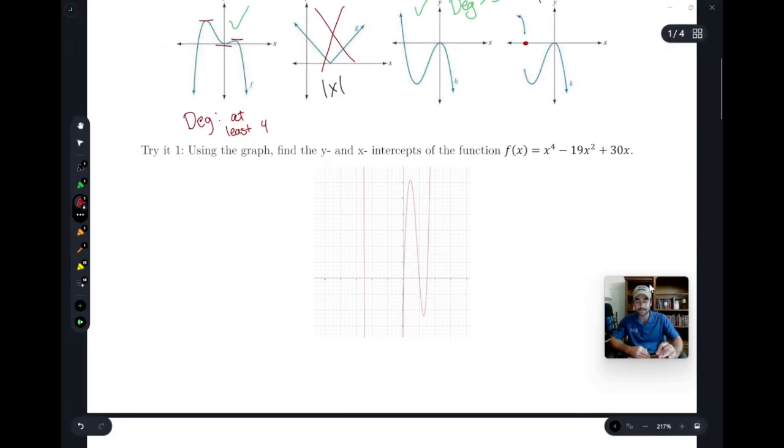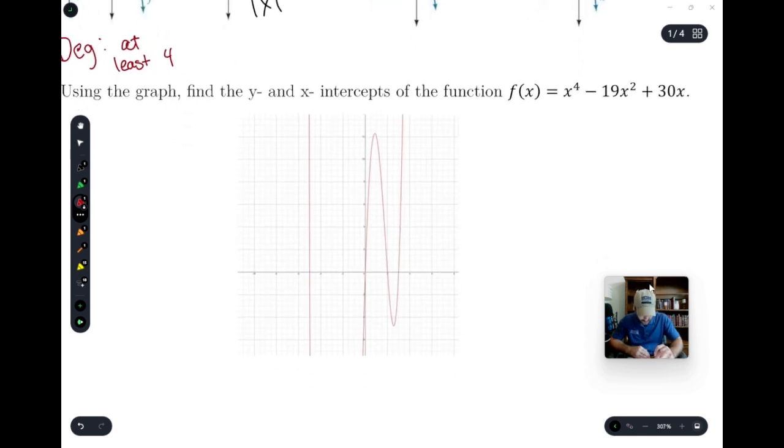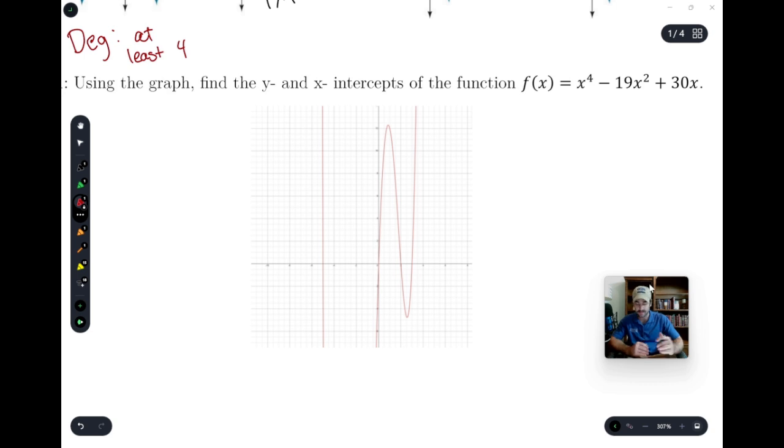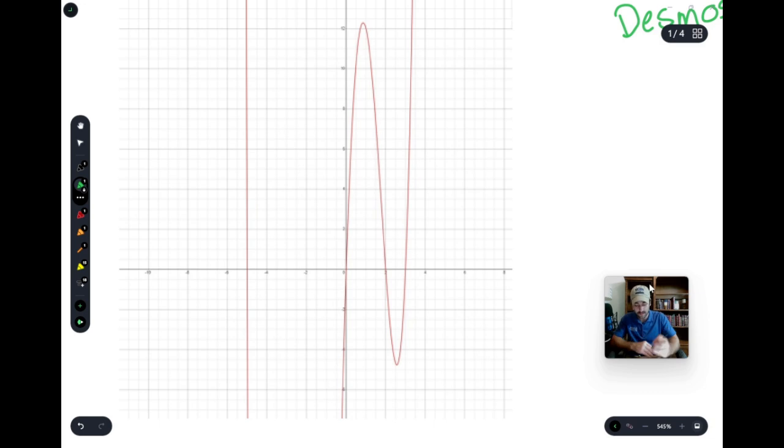So this try it one, what they want us to do is look at this graph, which is kind of hard to zoom into, and see if we can determine the y-intercepts and the x-intercepts. I apologize for the blurry graph. If you want to graph this function in Desmos or online somewhere in some tool, you could do that to maybe look at it a little better. But if I zoom in, it looks like we've got an intercept at that green point, an intercept at that green point, which is -5, an intercept at 2, and an intercept at 3.